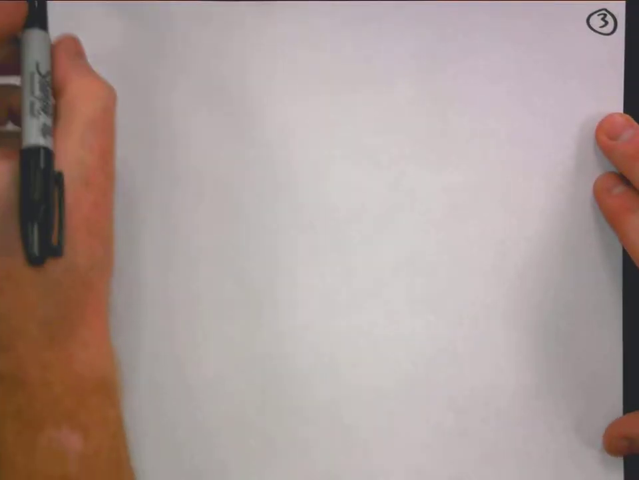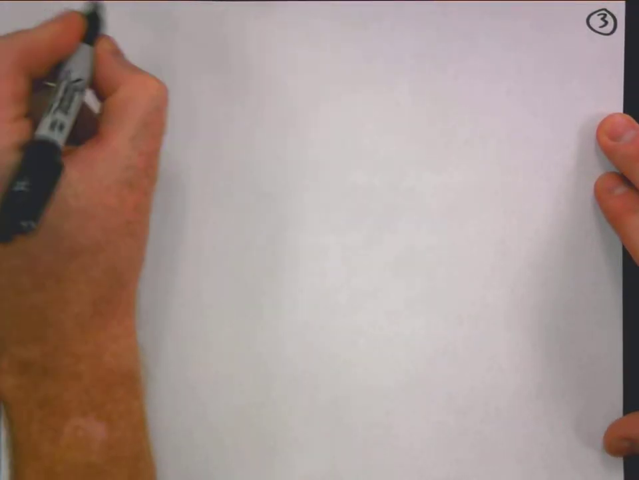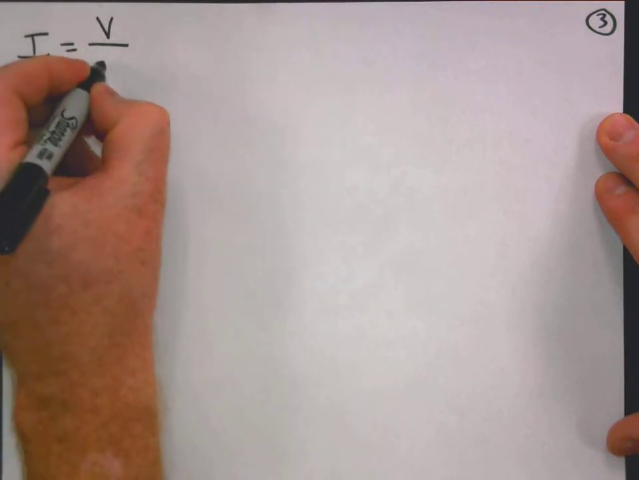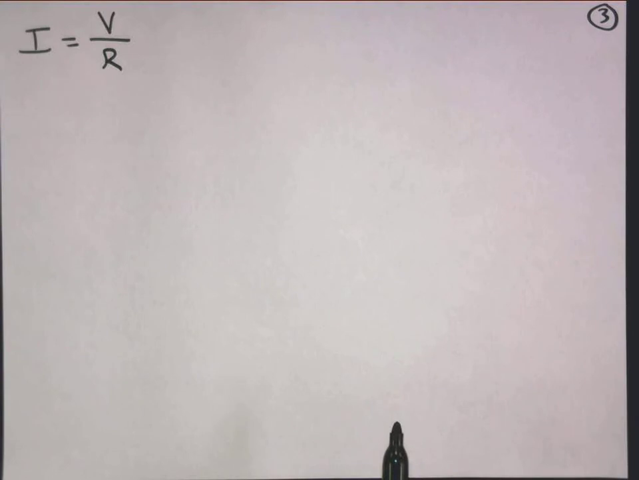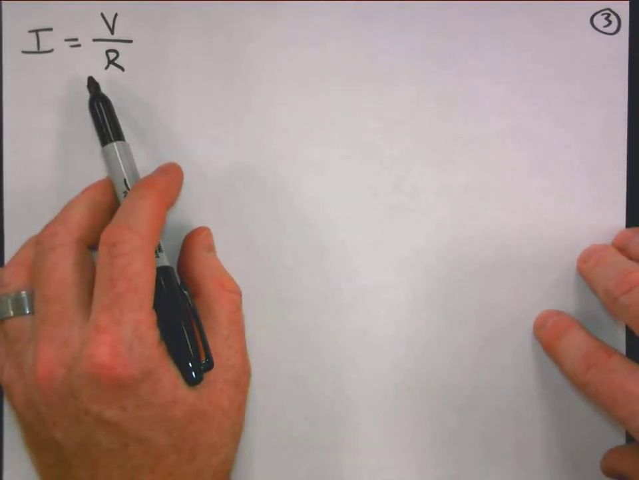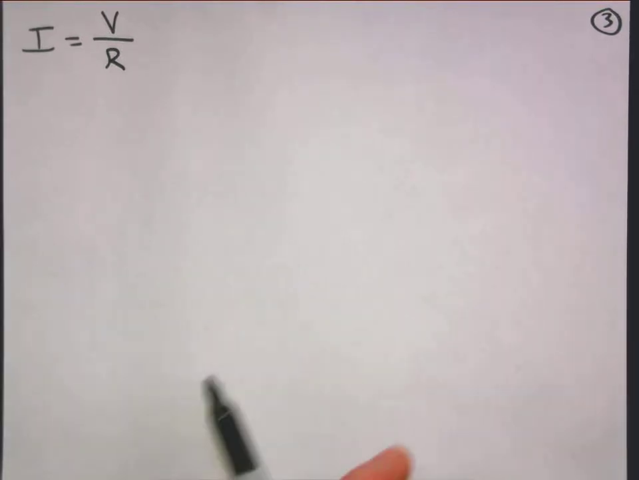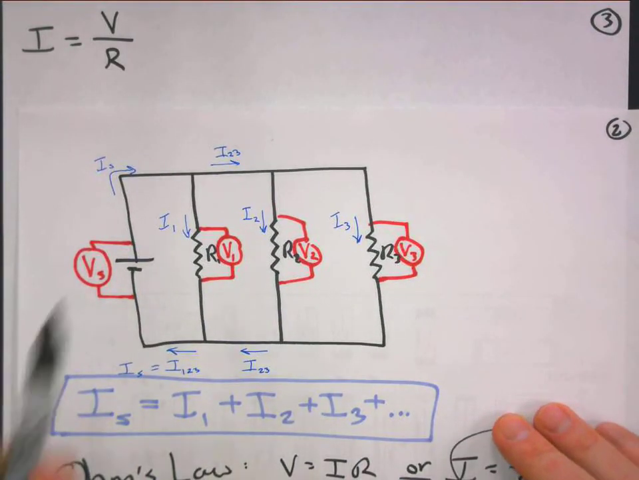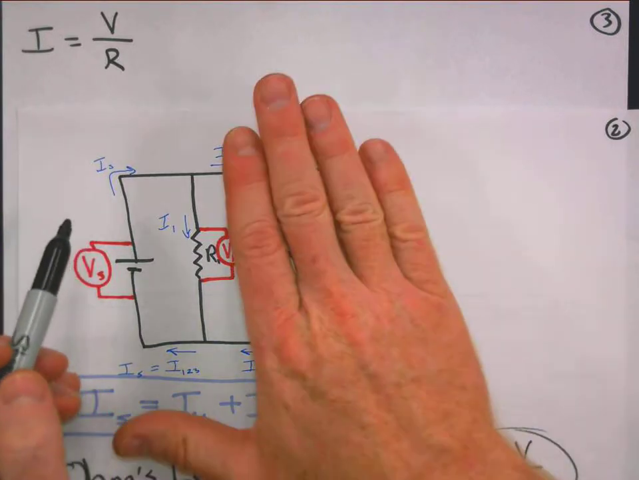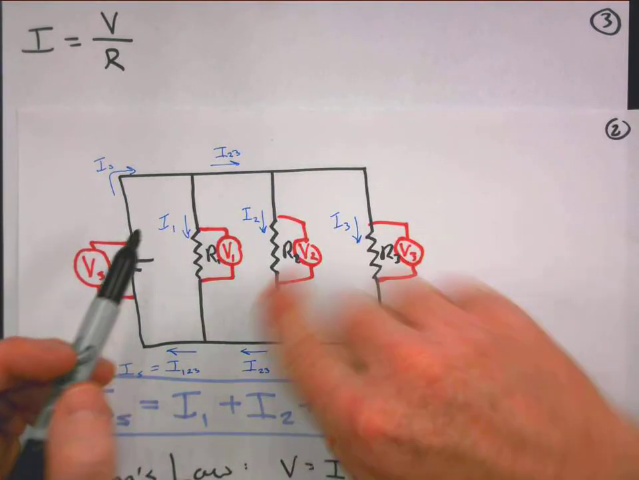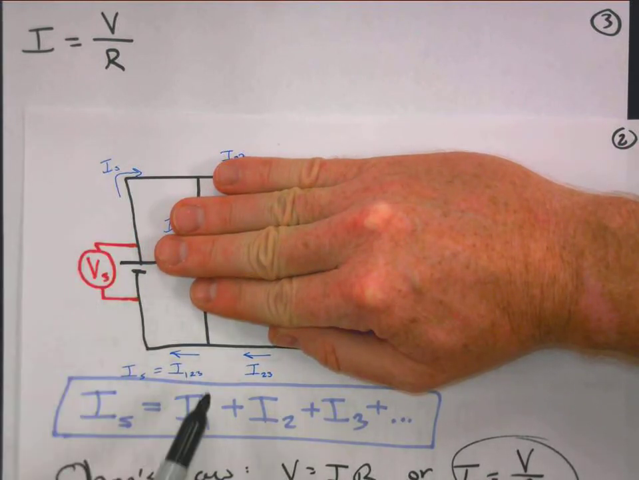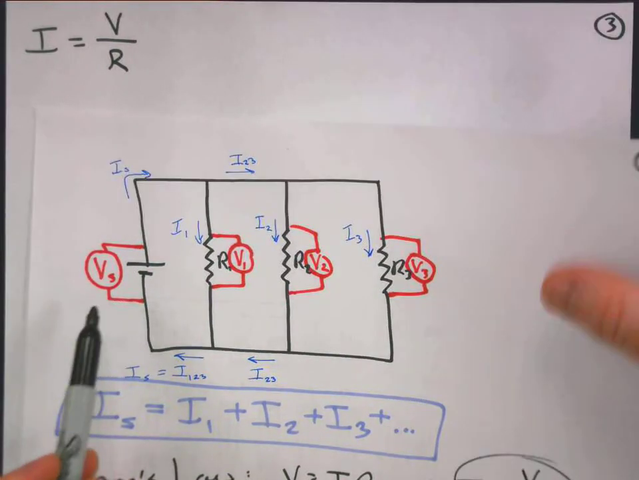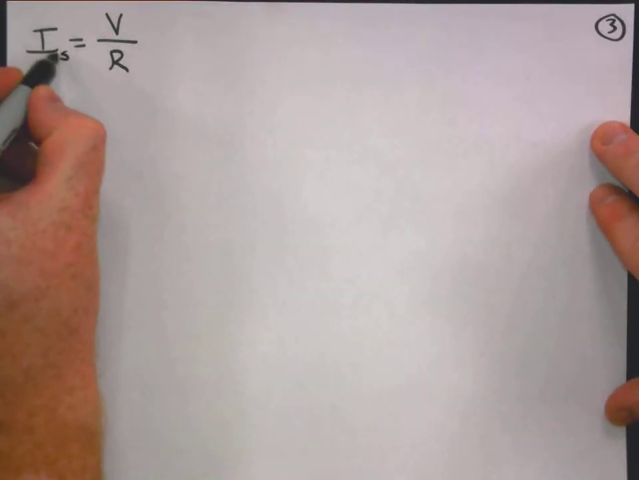Let me rewrite this. Current is equal to voltage divided by resistance. That's Ohm's law right there. But let's get specific with this. If we think about this, we have a current that is sort of like the total current. If I just kind of think of all three of these resistors as one thing, we have a total current flowing out of the battery and flowing back to the battery. And that's the current of the source. Add a little S right there.